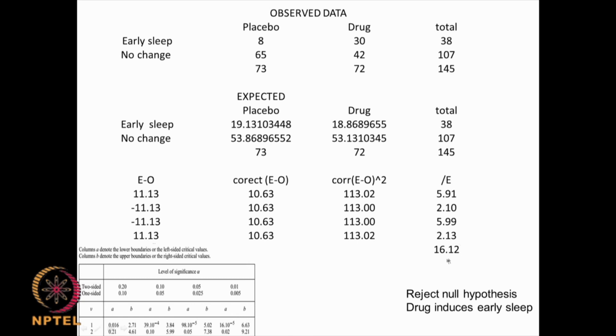So the chi-square statistic is much larger than the chi-square of the table. So I can reject the null hypothesis. The null hypothesis is that there is no difference between the drug and the placebo, but I am rejecting the null hypothesis, so I can say the drug induces early sleep. We can of course do this problem using Excel, and using GraphPad also.